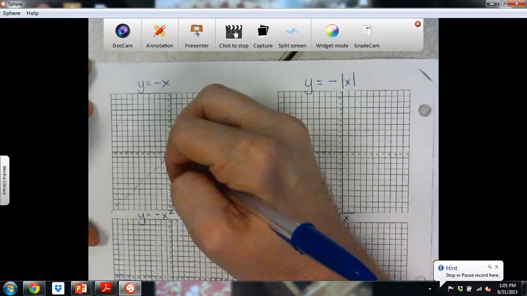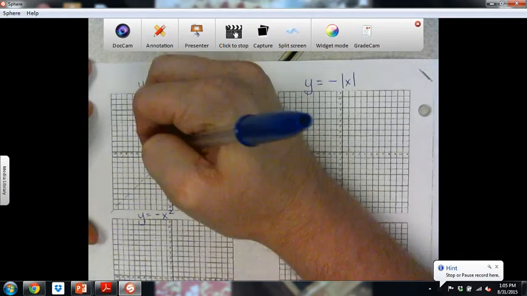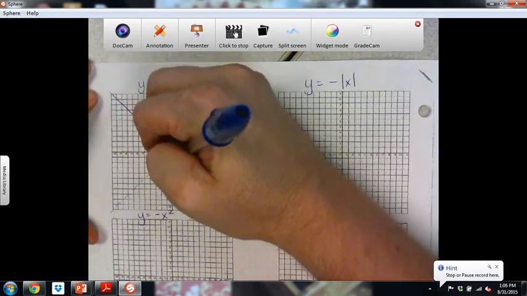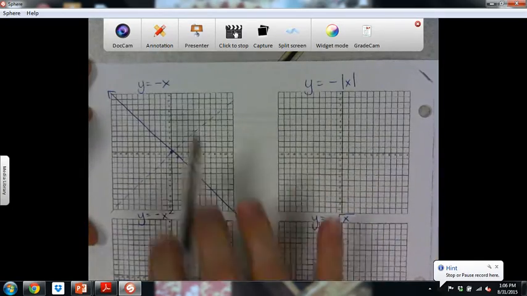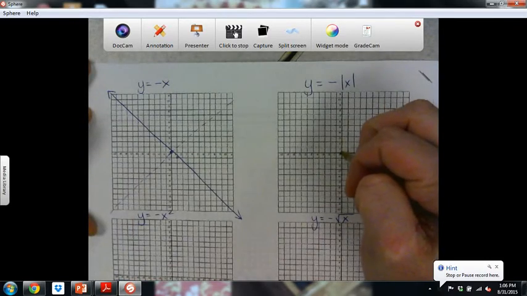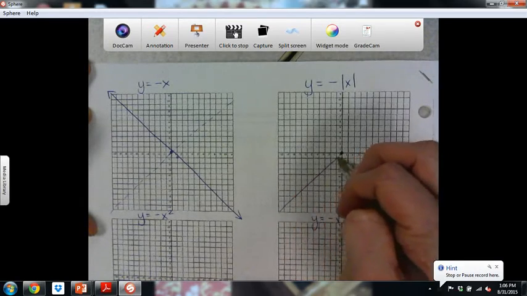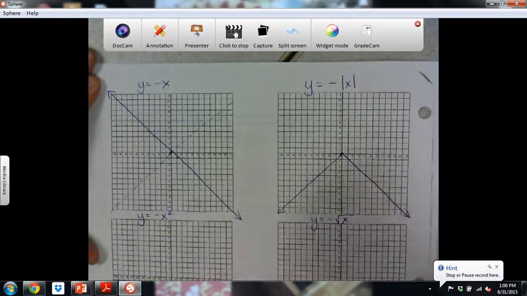So before we went up 1 over 1, now we're going to go down 1 over 1, and then your graph is going to look like this, which seems awfully familiar. It has a negative slope. But for the absolute value function, we still start at 0, 0, and this now is going to open down instead of up. So that's your reflection over the x-axis because of the negative value.